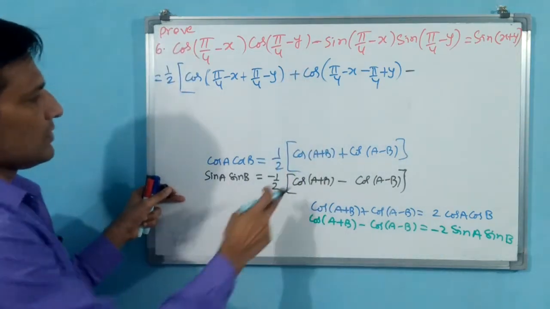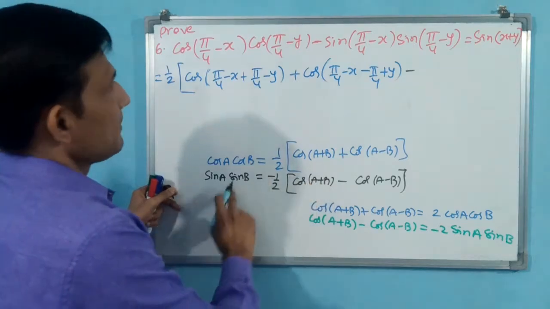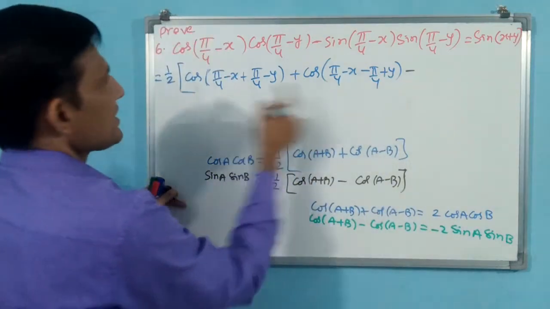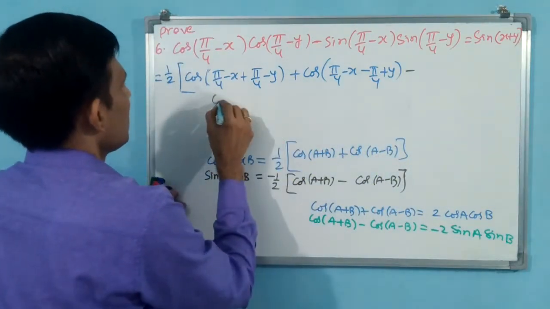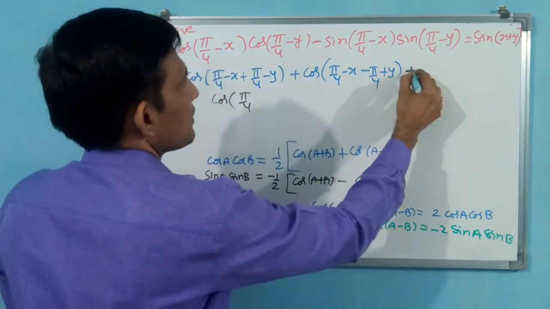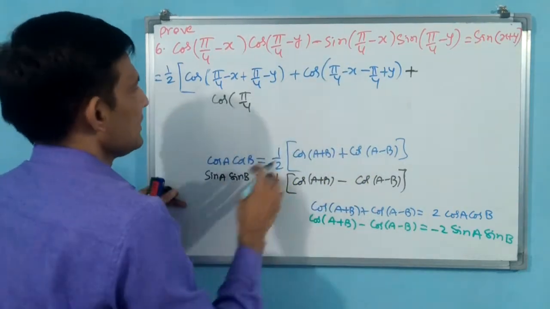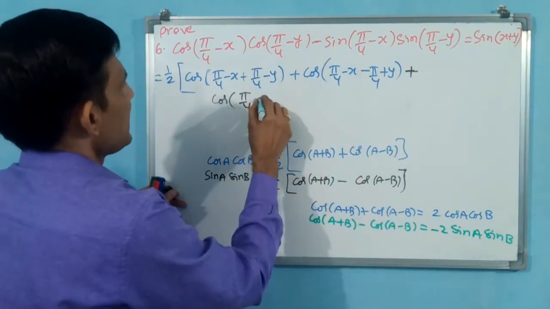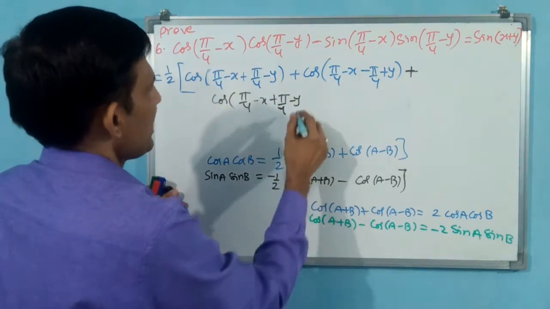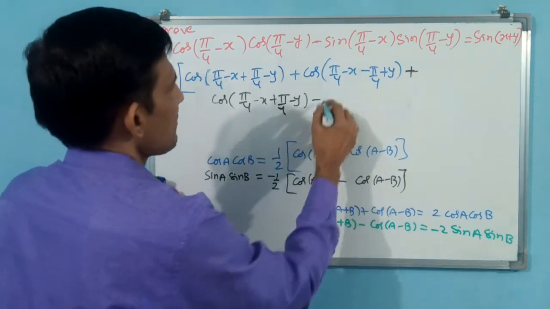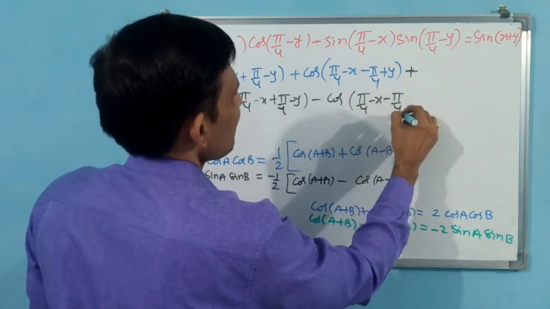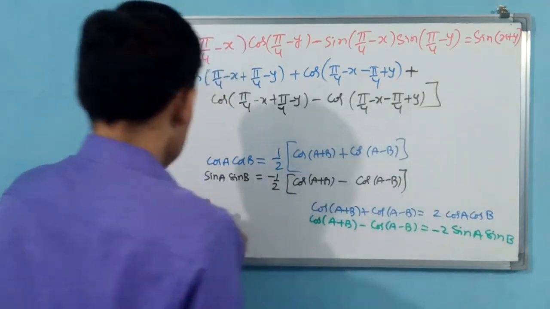Okay, you write down this also, cos of a plus b again. Why? Because this sign you are converting, sin into cos. Cos of a plus b, again you write minus, I have put there, cos of a plus b, pi by 4. I think here plus will come. Why? Because this minus we have taken already. We will see. Cos of pi by 4 minus x plus pi by 4 minus y, okay, minus cos of a minus b. A minus b means this one only, pi by 4 minus x minus pi by 4 plus y.